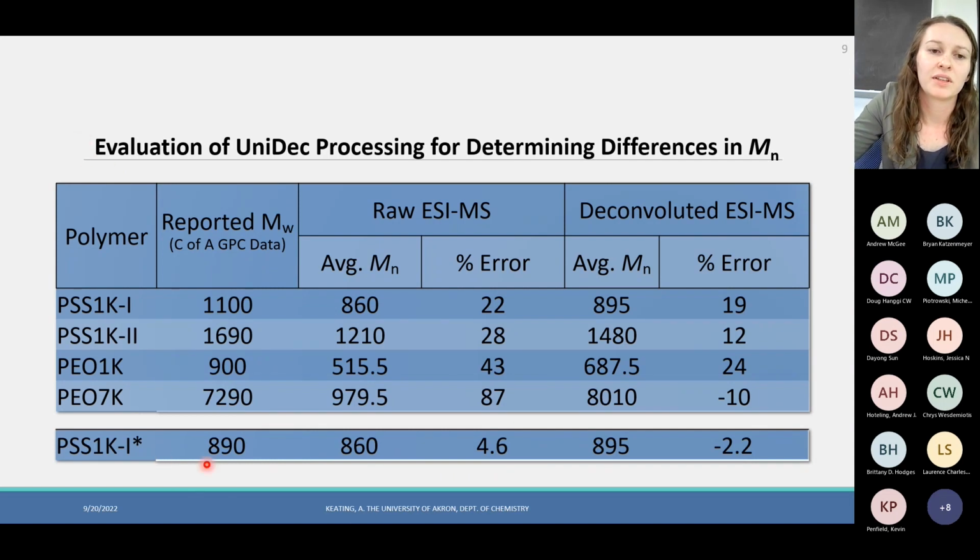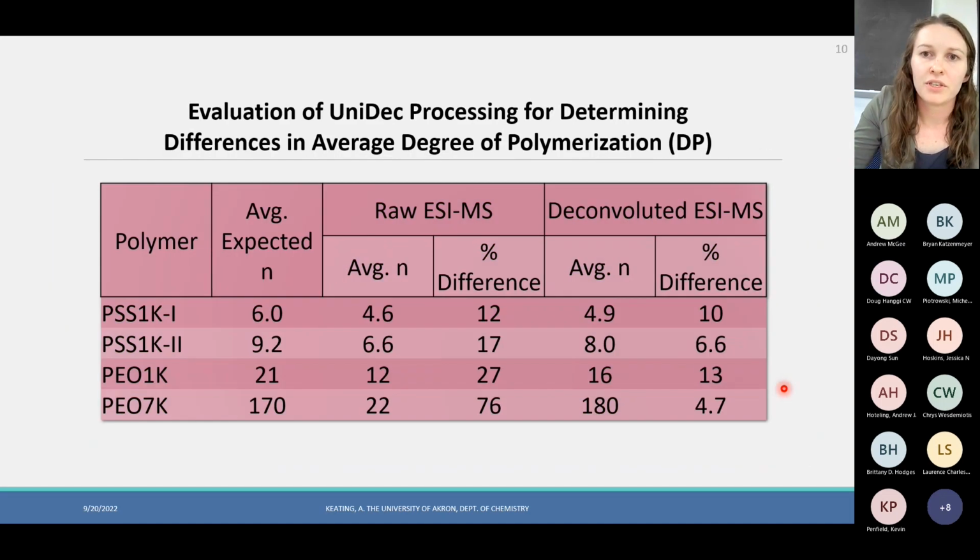That was a significantly lower mass than their reported Mw, which I'm pointing out because the average error in our deconvoluted spectrum is in much better agreement with that Mp value than the Mw value for that polymer. But overall, we have pretty good agreement, especially relative to the raw spectrum. As we increase mass, we see an 87% error with the 7K, and down to just a minus 10% error once deconvoluted.